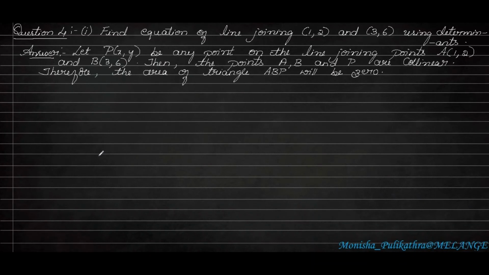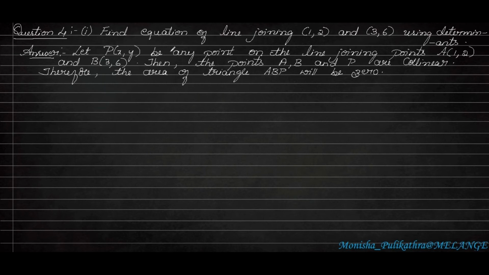Moving on to the fourth question, first sub question. In the fourth one, there are 2 sub questions. Here there is no need of finding any area of triangle, and there is no area of triangle concern in this question. Here we have to find an equation for the given vertices. Here 2 points have been given, 1, 2 and 3, 6, 2 vertices, whereas we have to find a line equation for that.